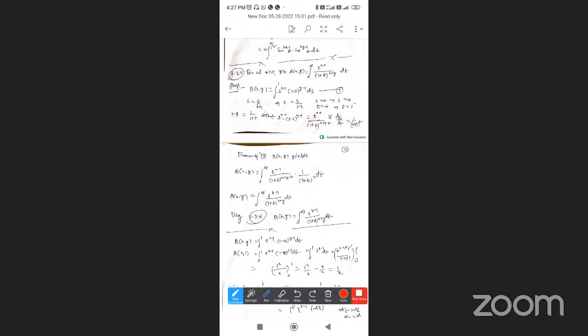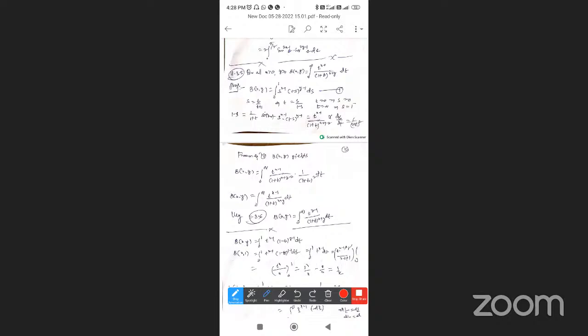So in equation 1, put s is equal to t by t plus 1, then t is equal to s by 1 minus s. When t is equal to 0, s is equal to 0; when t is equal to infinity, s is equal to 1. So 1 minus s is equal to 1 by 1 plus t. So s to the power of x minus 1, (1 minus s) to the power of y minus 1 is equal to t to the power of x minus 1 over (1 plus t) to the power of x plus y minus 2. So ds by dt is equal to 1 by (1 plus t) square.